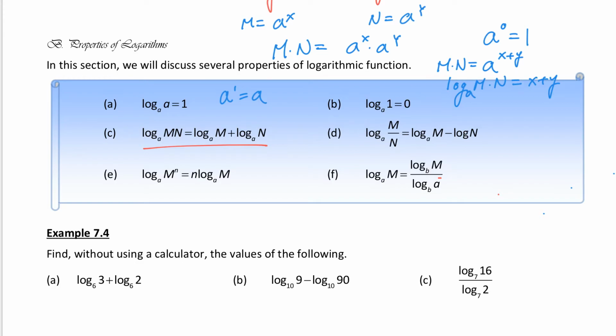Try to let log m and log n and try to find the division of these two terms, m and n, and then you can deduce this relationship. I don't want to go through it. Remember, this is one of the properties. Let's see how we can apply the property to do the following example.